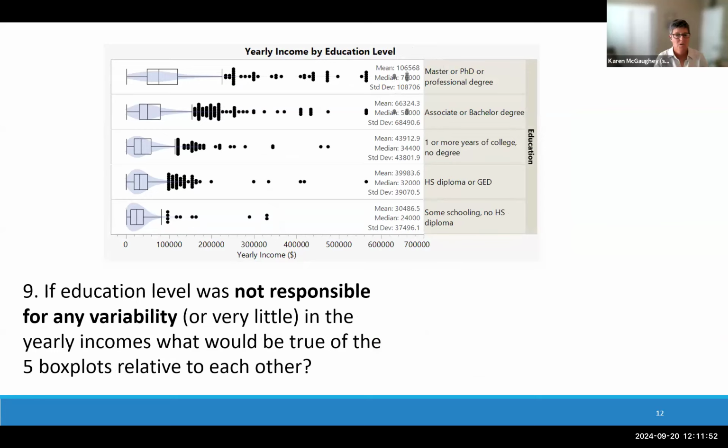So then maybe some more difficult questions. If education level was not responsible for any variability, or maybe only responsible for very little of the variability in yearly incomes, what would be true of those 5 box plots relative to each other? So I encourage you to think about that for a minute.